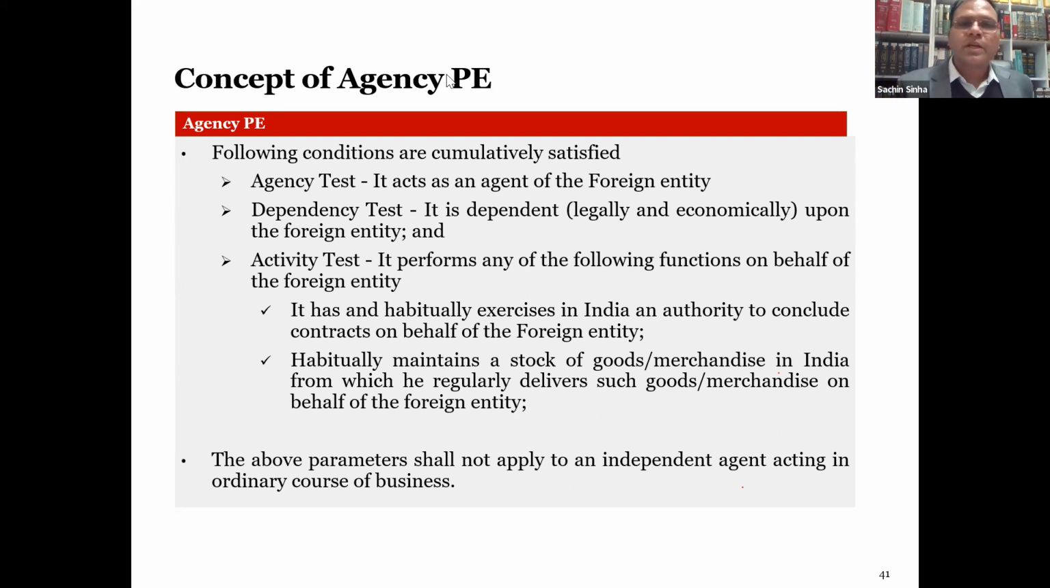So you need to satisfy. If the tax benefit is not there, then you can say that even though I'm not satisfying the PPT clause, I am not getting any tax benefit. But if you are falling under the PPT clause, if you're not satisfying the PPT clause, then the treaty benefit will not be available to you.